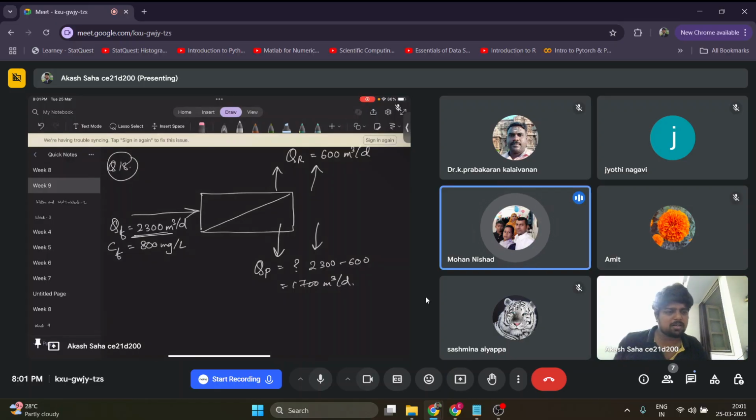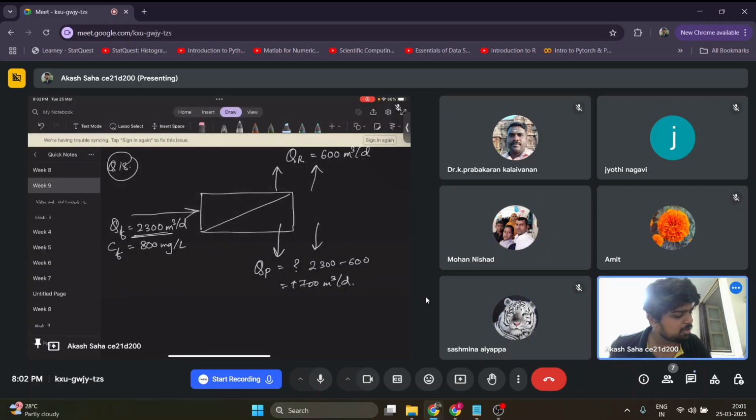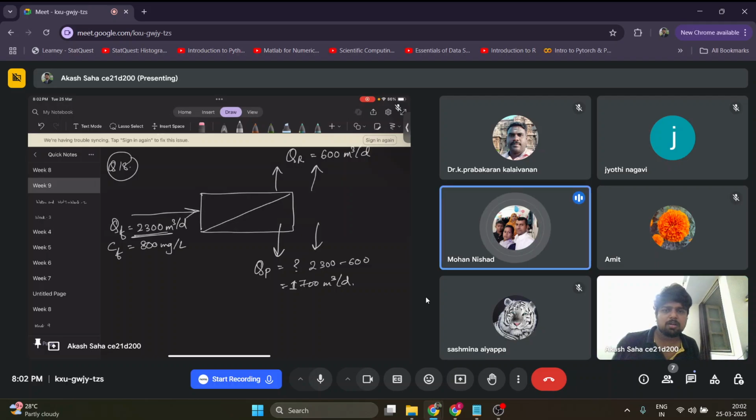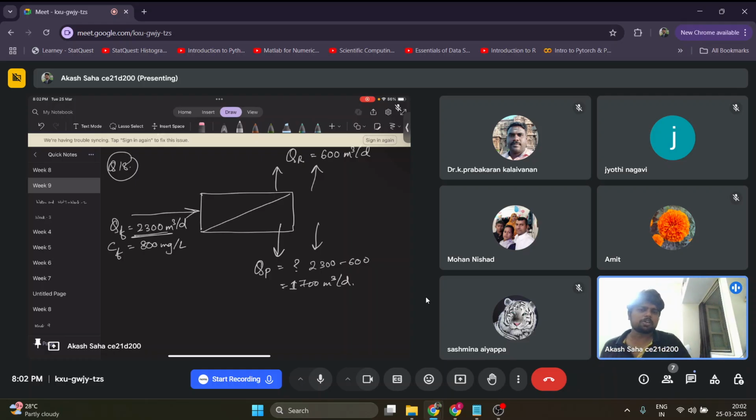Sir, feed flow is meter cube per day, and this is 600 milligram per liter? No, everything is meter cube per day only. Milligram per liter is the concentration of feed. I am not talking about concentration here. We are talking only about the discharge right now. 2300 meter cube per day of discharge is coming into the feed. 600 meter cube per day is going as retentate. Then what will be my permeate flow rate? It will be 2300 minus 600.